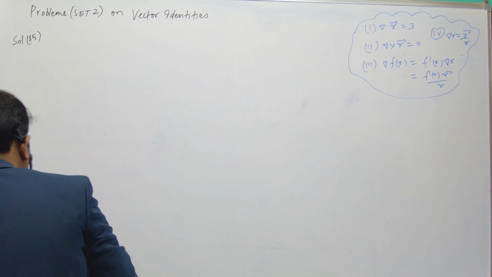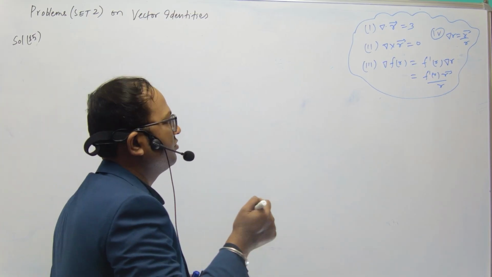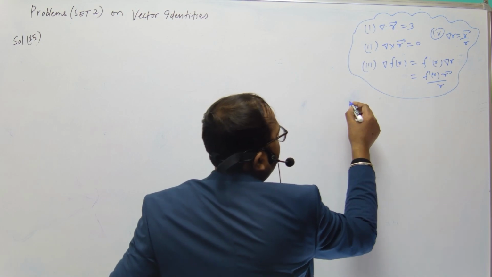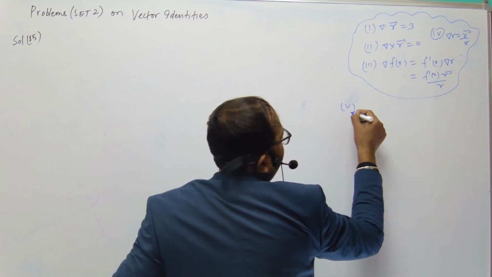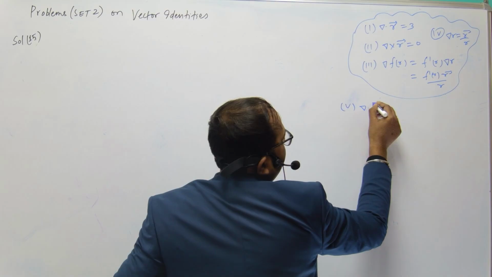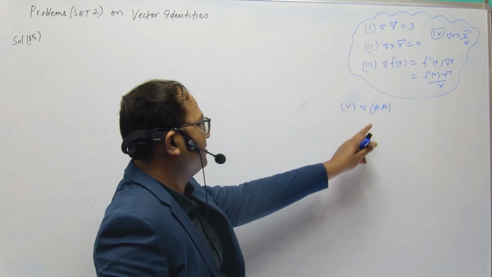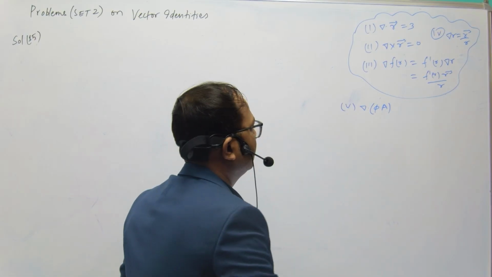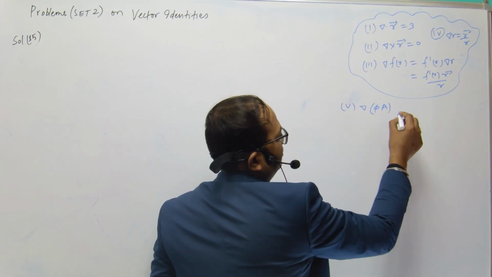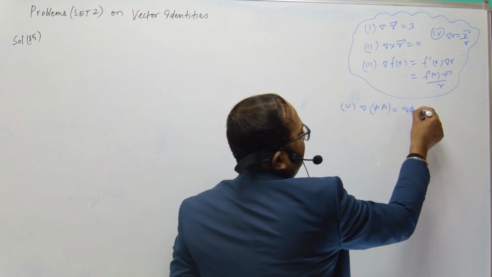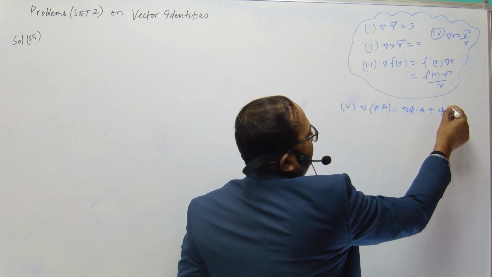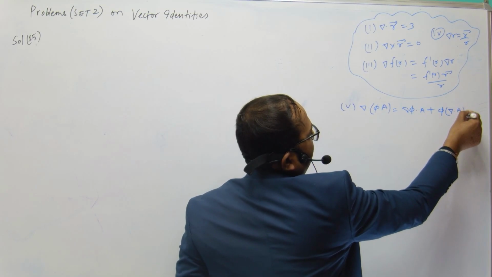Two more important results that we have to remember. Just write down here. This is the fourth, this is the fifth one. The fifth one is the divergence of φA. φ is a scalar and A is a vector. So this is equal to ∇φ dot A plus φ times ∇ dot A.